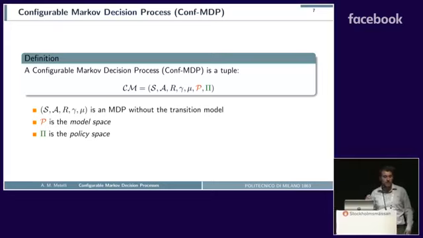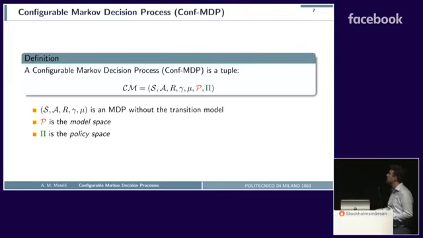How can we model this new kind of interaction? We introduce a new framework, the Configurable Markov Decision Process, which is defined in a very similar way to the classical Markov decision process. We have basically the same ingredients, but we no longer have a transition model, because the transition model is now configured. So we have instead a model space, which is the set of all environment configurations that we assume to be admissible. And symmetrically, we have a policy space, which is the set of all policies our agent can play.